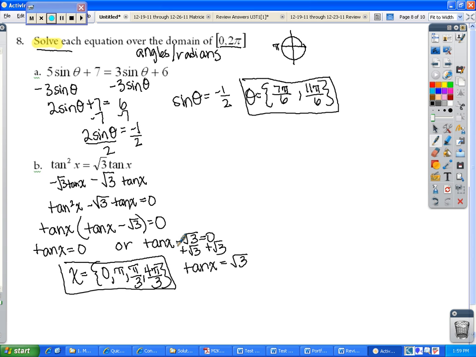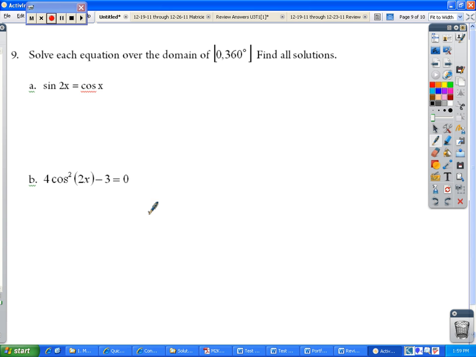All right. So again, had we divided out that tan x, I would have only been left with this equation right here, and I would not have gotten the 0 and pi. So you definitely want to keep it in there and treat this as a quadratic and factor it. Okay, let's take a look at number 9. 9 has a tricky one on there, letter B, but let's go ahead and first address letter A.